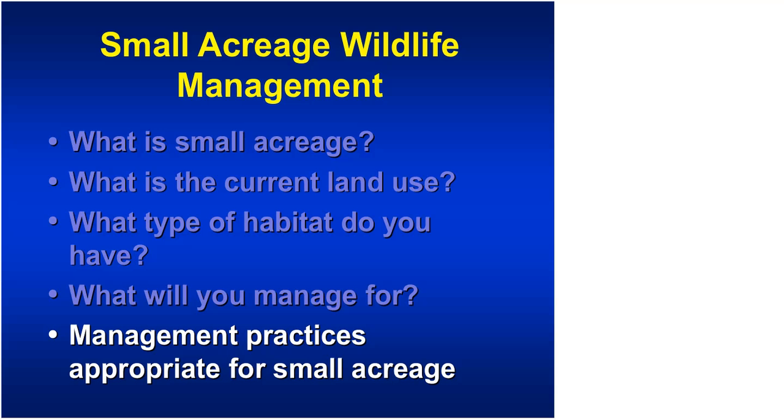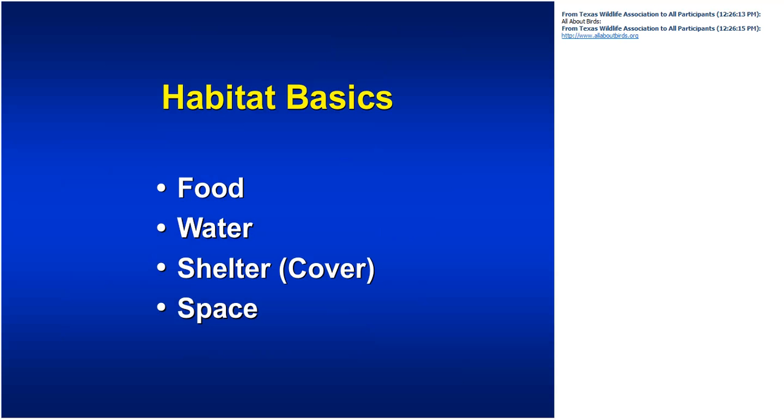So let's get into the meat of this, the management practices. We need to understand a few things, and the basic components of habitat that we talk about are food, water, shelter, and space. We often combine shelter and space and just refer to that as cover. So oftentimes we just talk about food, water, and cover as the basic components of habitat.